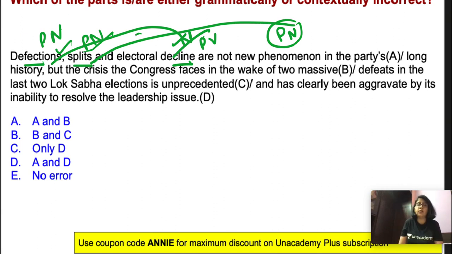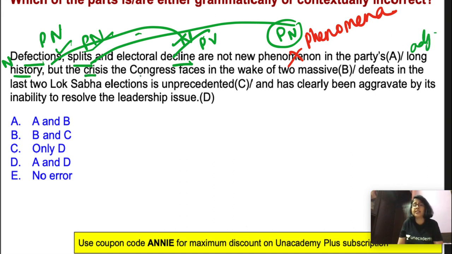Phenomenon is singular, which is incorrect. Here you have to use phenomena. Phenomena in the party's long history. Here history is a noun and long is an adjective. But the crisis the Congress faces. Here the subject is Congress, singular noun. So faces, singular verb has been used.